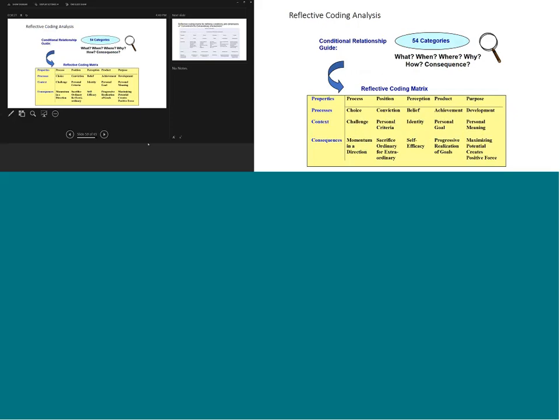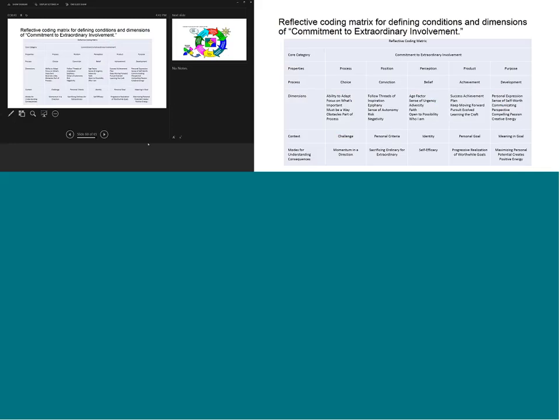Again, grounded theorists have to get into the habit of constantly asking, constantly comparing. And that, to me, is the most exciting part of the data collection. But if you do this well, you can create this reflective coding matrix. And this is, by the way, I showed it to you before, but this is the actual matrix that was in her dissertation.